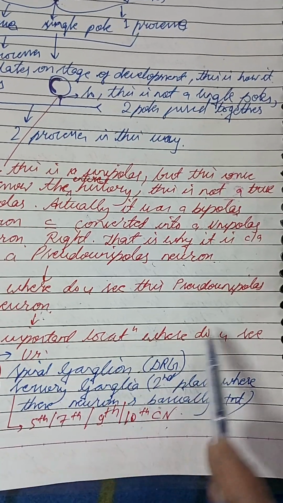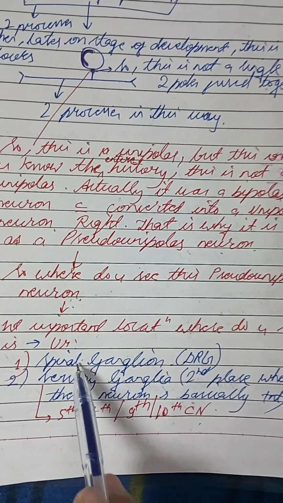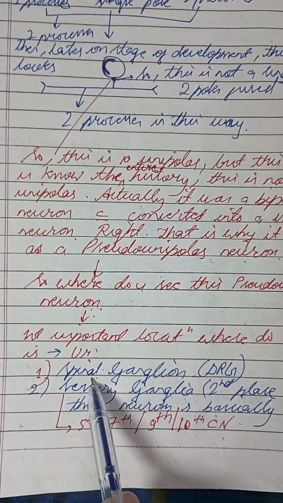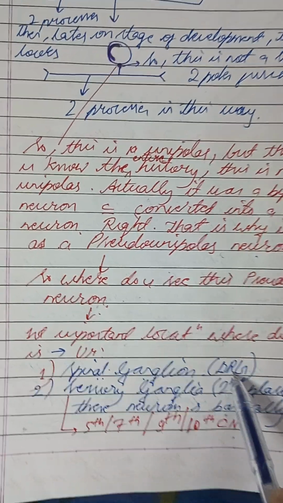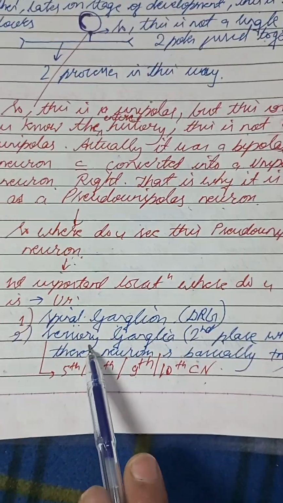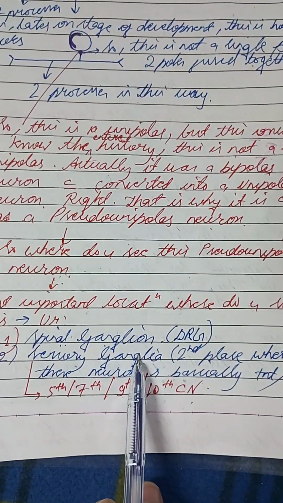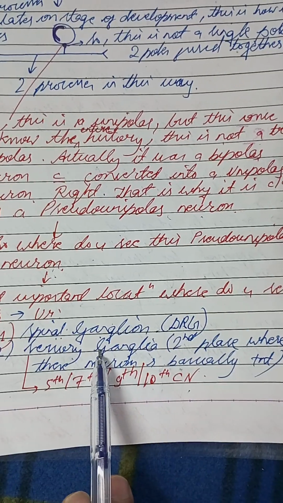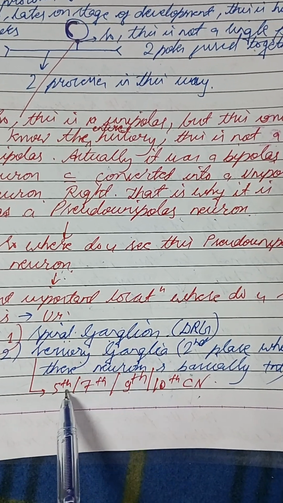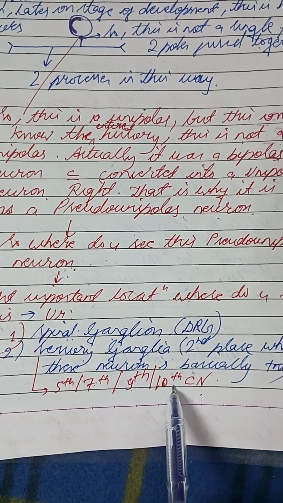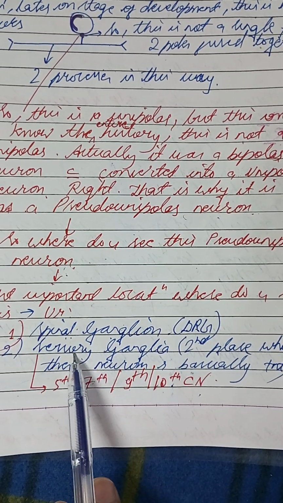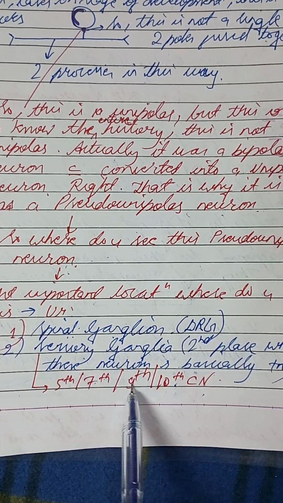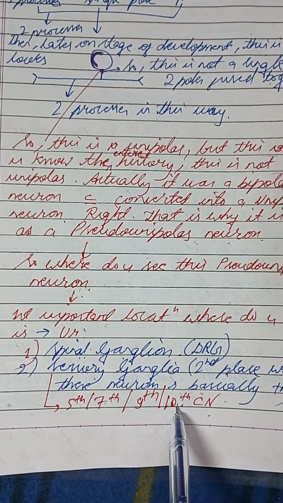The first important location where you see it is the spinal ganglion, that is the dorsal root ganglia. Number two is the sensory ganglia. The second place where these neurons are present is the sensory ganglia, and in the sensory ganglia, the 5th, 7th, 9th and 10th cranial nerves are involved.